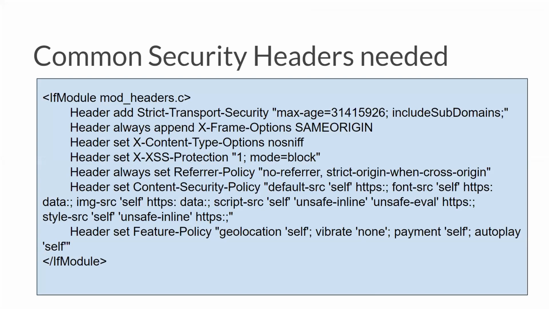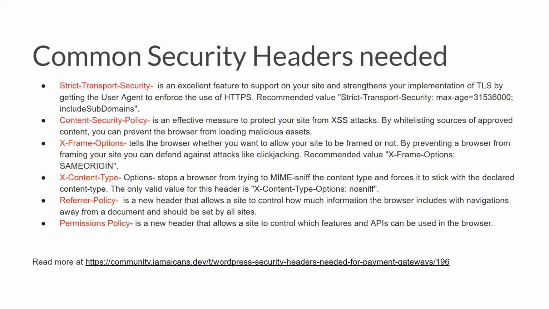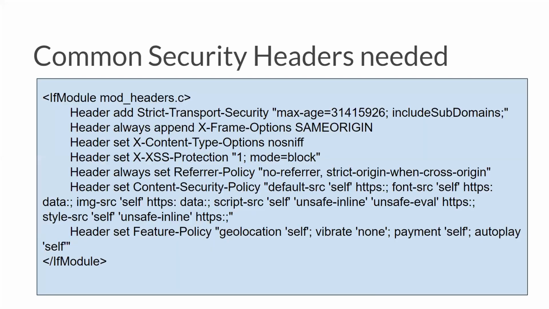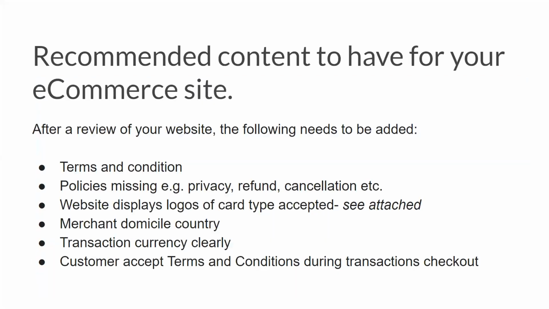So permission policy and feature policy are the same thing, but feature policy is the deprecated header for permission policy. So permission policy is supposed to be here. And as you can see, geolocation, vibration, payment, autoplay, and other permissions.